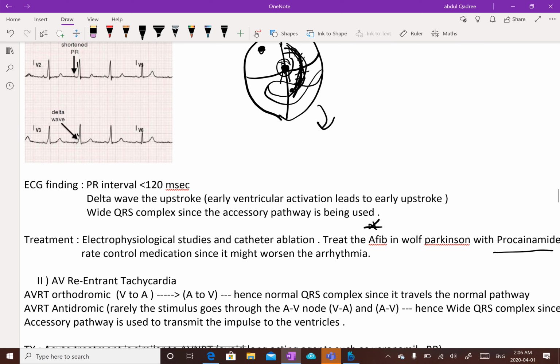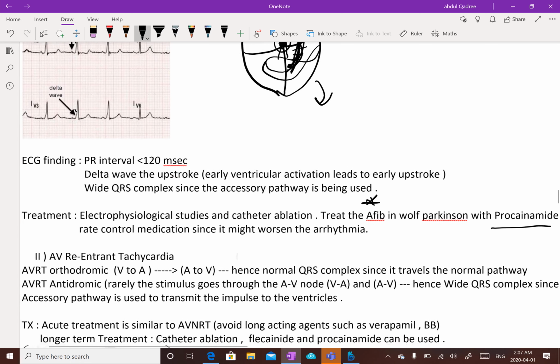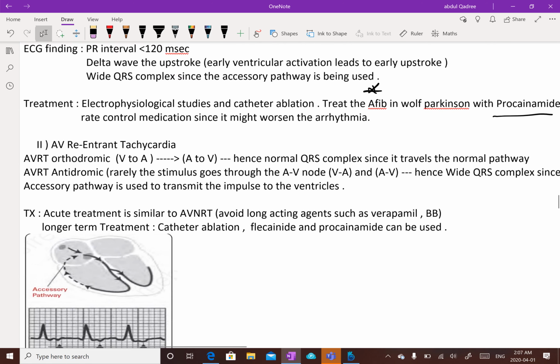Another branch of preexcitation syndrome is known as AV reentrant tachycardia. Let me go back to this picture to show you what I'm trying to say. AV reentrant tachycardia is of two types: AVRT orthodromic and AVRT antidromic.